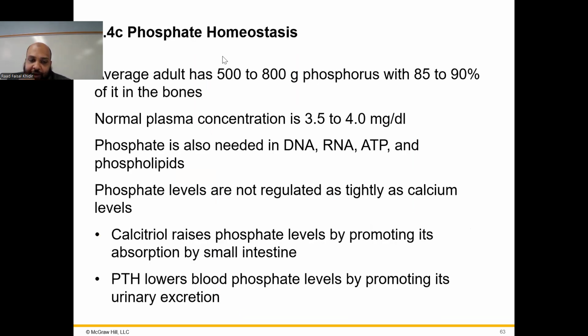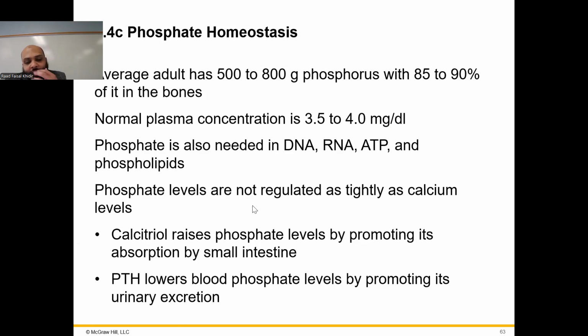Now, if we look at phosphate, phosphate is the other difference from calcium. Remember, we don't only have calcium salt in the bone, we have calcium and phosphate. The average adult has about 500 to 800 grams of phosphorus, with 85 to 90% of it in the bone. The normal plasma concentration of phosphate is 3.5 to 4. Phosphate is also needed in the DNA, RNA, ATP, and the phospholipids. Phosphate levels are not regulated as tightly as calcium levels.